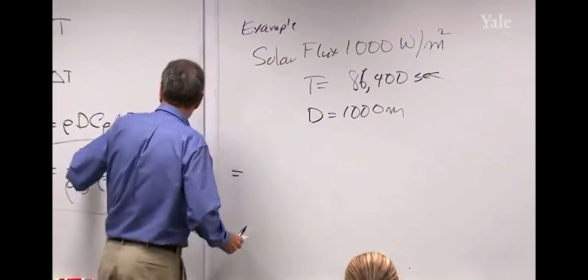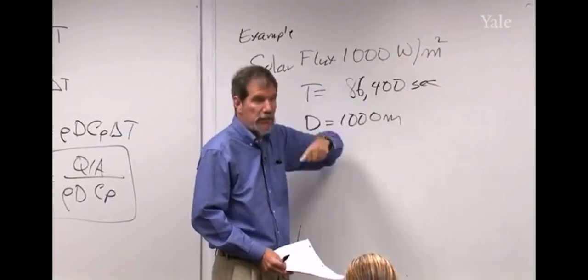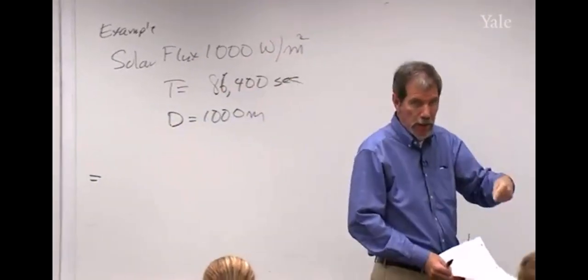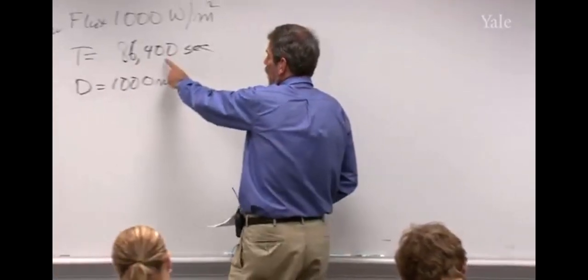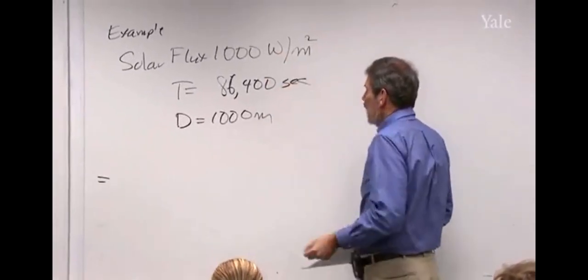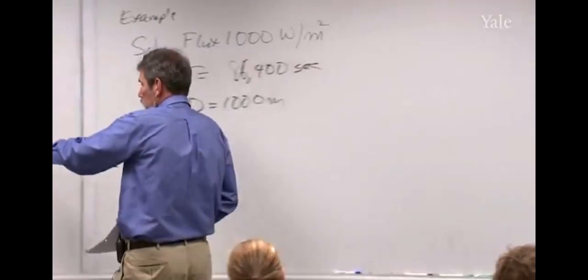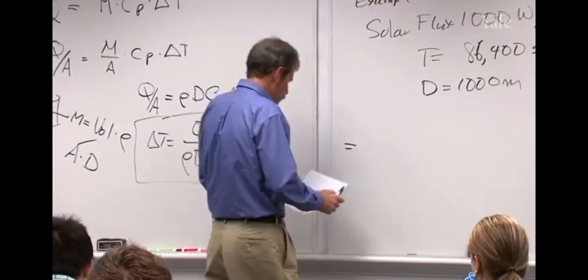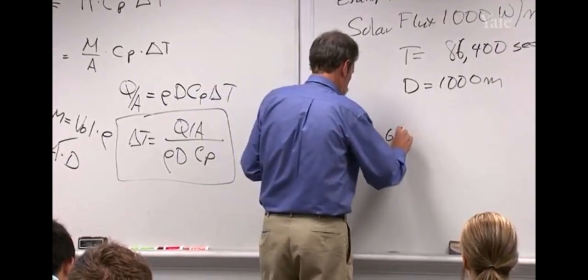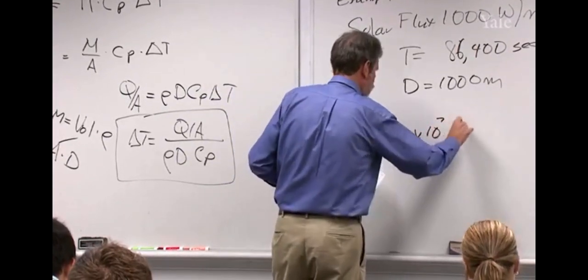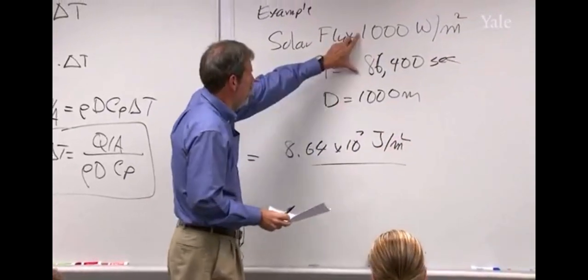So to get the heat, I need to multiply. Remember, this is watts. That's a rate of putting in heat. A watt is a joule per second. So I need to multiply the time by the watts to get joules per square meter, which is what Q over A means. So that's going to be 8.64 times 10 to the 7th joules per square meter up top. That's just the product of those two numbers.